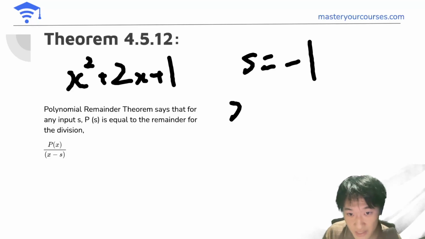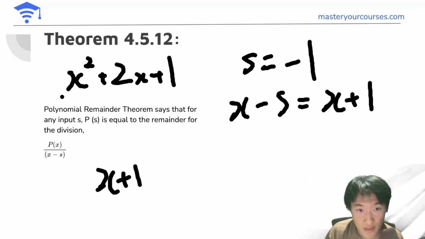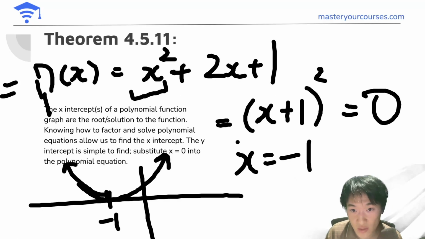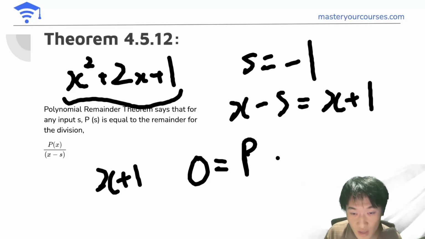So that means that x minus s is equal to x plus 1, and so the division of x squared plus 2x plus 1 over x plus 1 actually just leaves us with x plus 1, because this can be factored, right? x plus 1 squared, as we saw on the other page here. So x plus 1 squared divided by x plus 1 is just x plus 1. So what's the remainder? Well, the remainder is just 0, right? And so we need that 0 is equal to p of s.